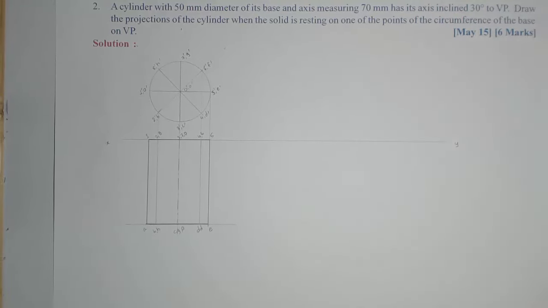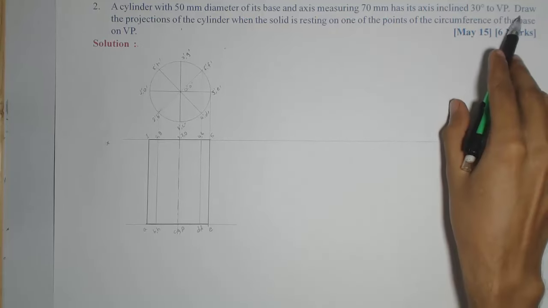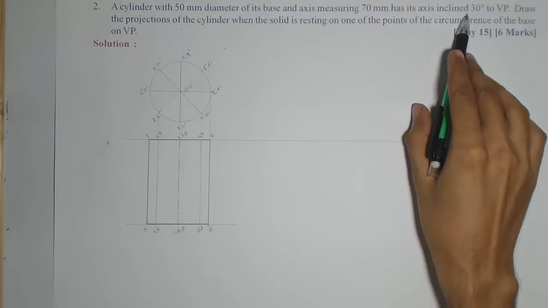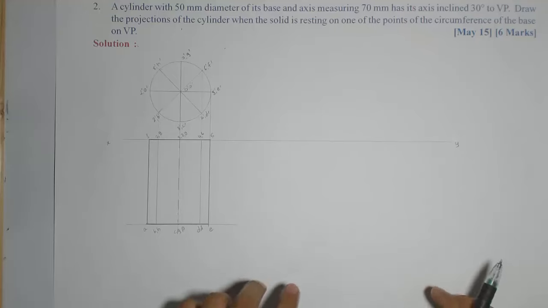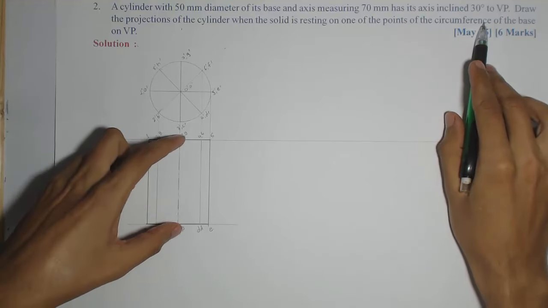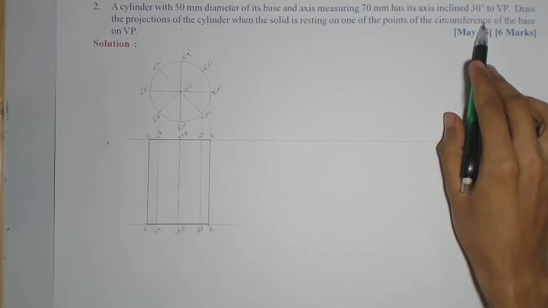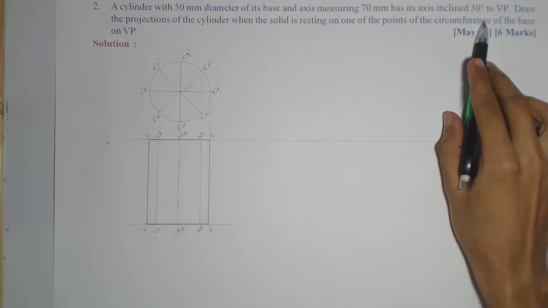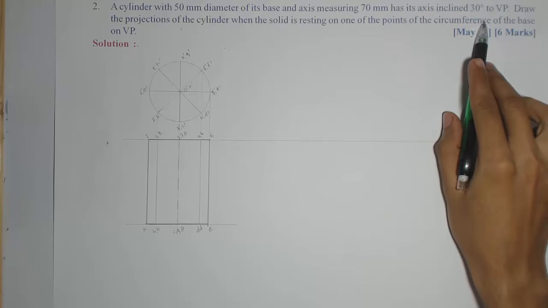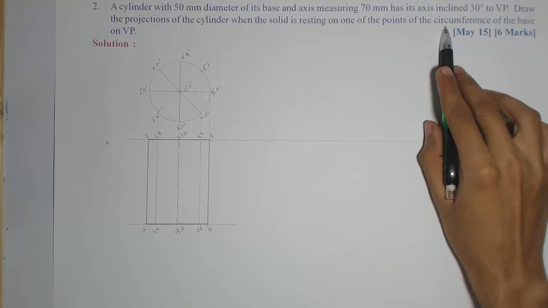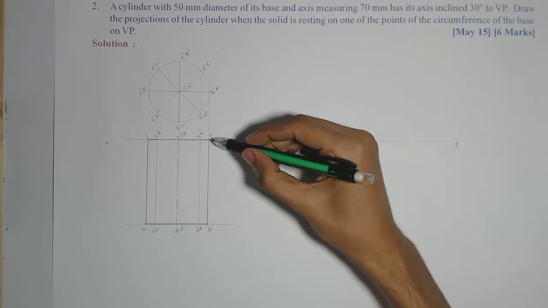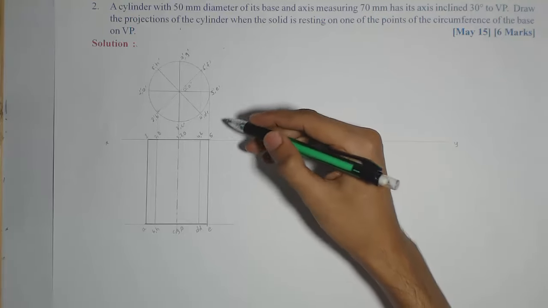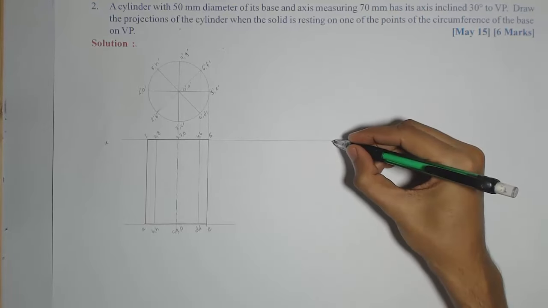Now in the next stage, the axis is inclined at 30 degrees to the VP. So again, for redrawing the top view, we need to consider this condition by making this line, which is the axis, inclined at 30 degrees. But while making the axis inclined at 30 degrees, we also need to maintain the other condition, which is that one of the points of the circumference should lie on the VP. The point we have considered is fifth, that is, notation 5. So I need to keep this 5 on the VP, that means on the XY line only.